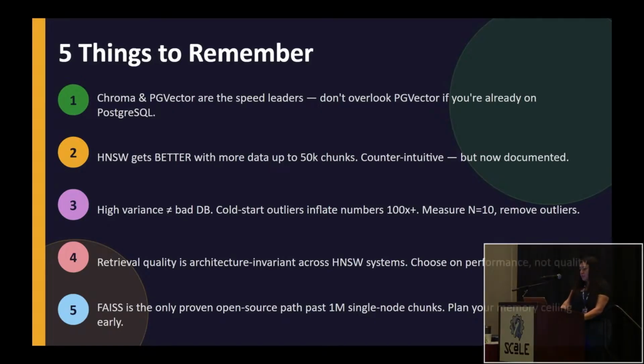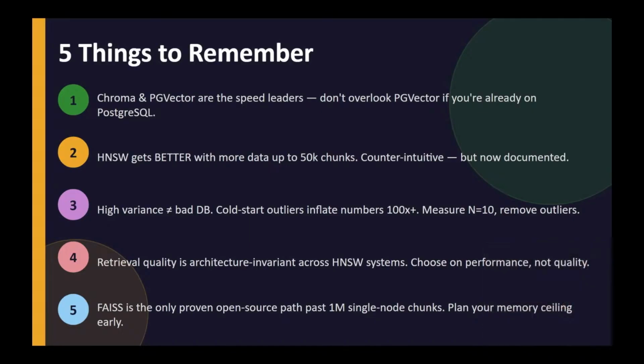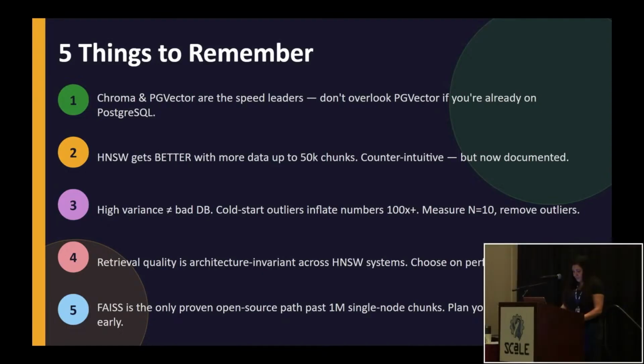Choose on performance, choose on features, and the operational characteristics needed. And then plan your memory ceiling before you commit to a stack. HNSW tops out at 1 to 2 million chunks. FIS can go to 5 million plus on the same hardware, so know your scale target. And everything is open source, and we want you to reproduce, challenge, and extend this work.